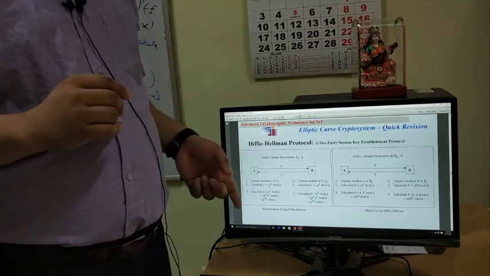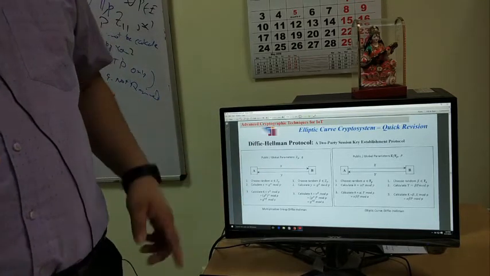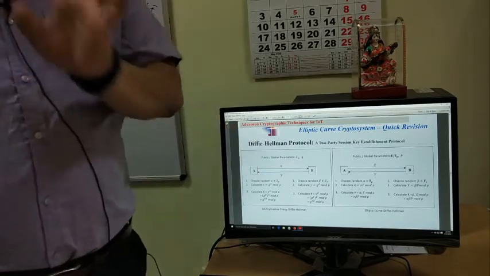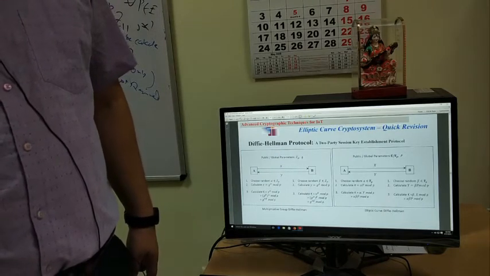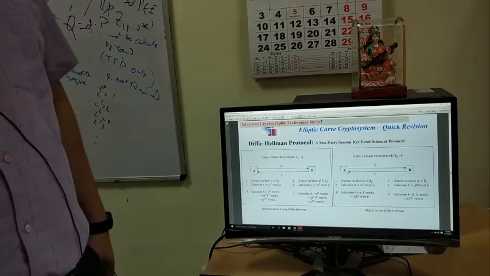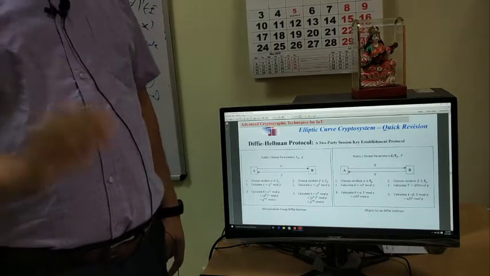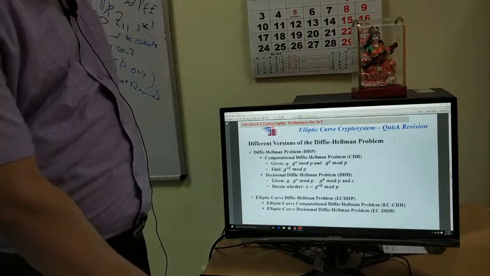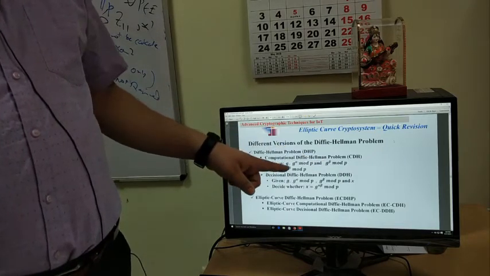Now this is a computation problem. What do you have to compute? Given G power alpha, G power beta, G, P. क्या क्या दिया है आपको? कितना दिया है? 4. क्या क्या? G, P, G power alpha, G power beta. क्या क्या नहीं है आपके पास? अल्फा नहीं है, बीटा नहीं है. You have to compute what? G power alpha beta. Given G power alpha, G power beta, you have to calculate G power alpha beta.